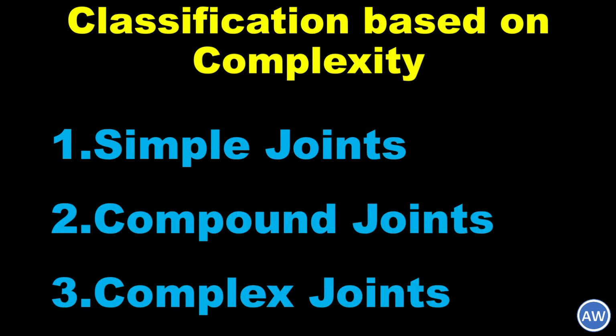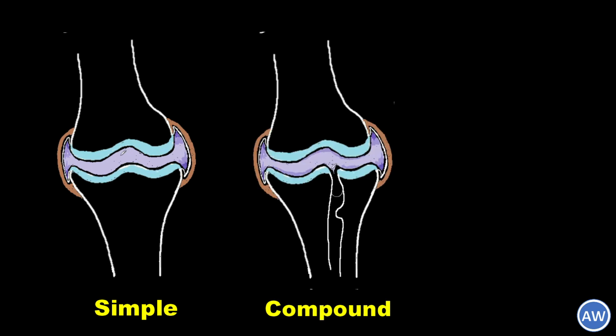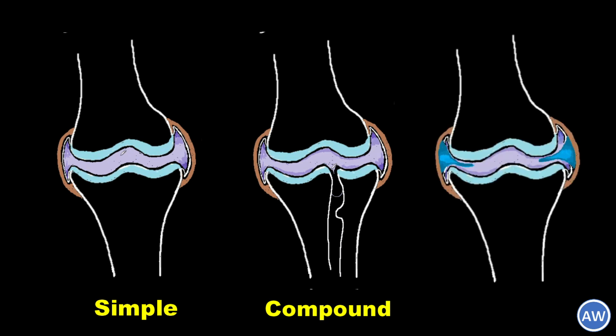Now that you know about the synovial joints, let's talk about another type of classification. According to this, the joints are classified as simple, compound and complex joints. A synovial joint in which two bones meet in a single joint cavity is called a simple joint. In a compound joint, more than two bones meet in a single joint cavity. If the joint cavity is divided completely or partially into two compartments by a meniscus or articular disc, we call that joint a complex joint. So that's all about the classification of joints.